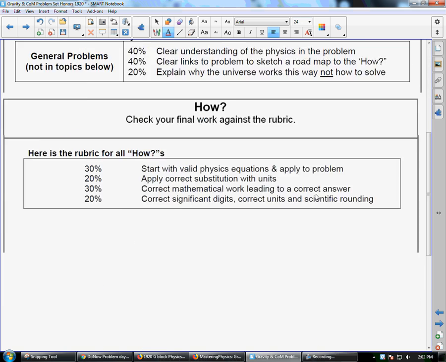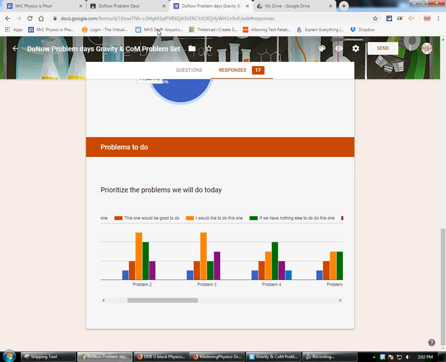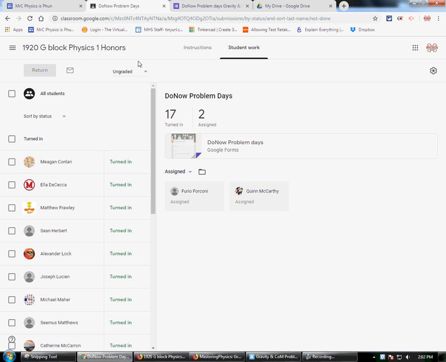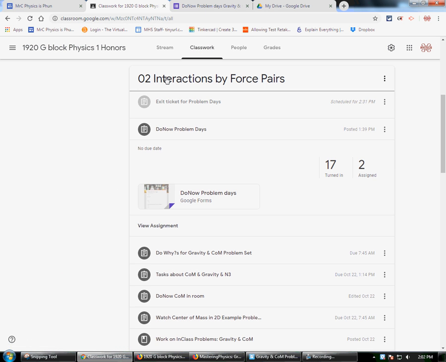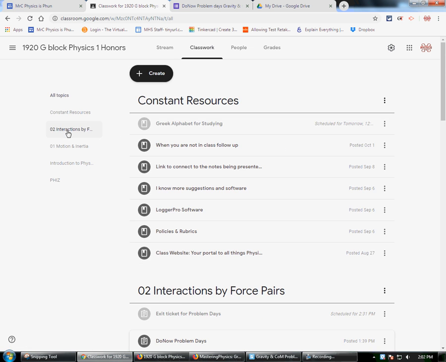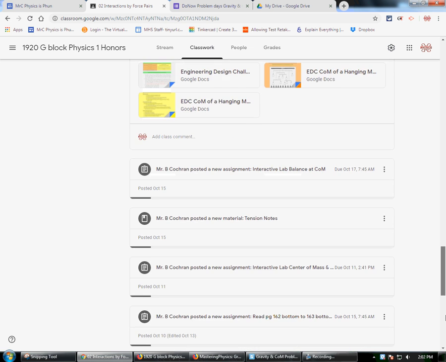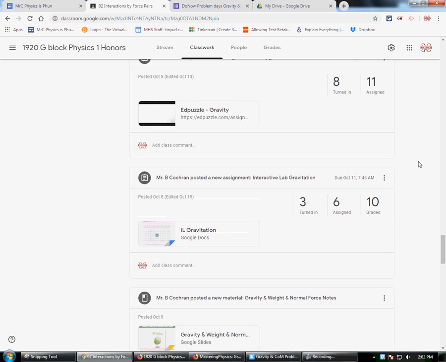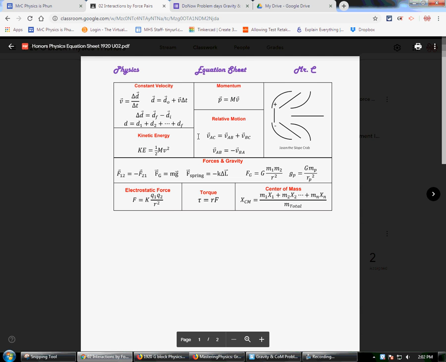Alright, on to the how. Oops, and I forgot. The first thing I always need in my how is my equation sheet. So let me grab my equation sheet. I'm going to go to Unit 2, and I know that it was posted the first day of Unit 2. So I'm going all the way down to the bottom of Unit 2, and there it is.